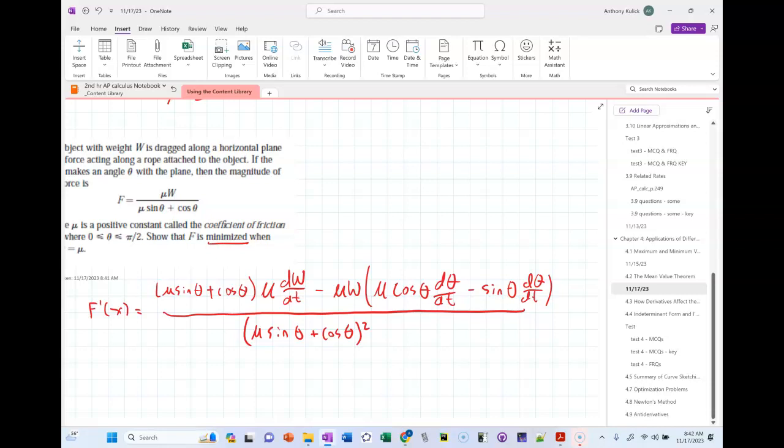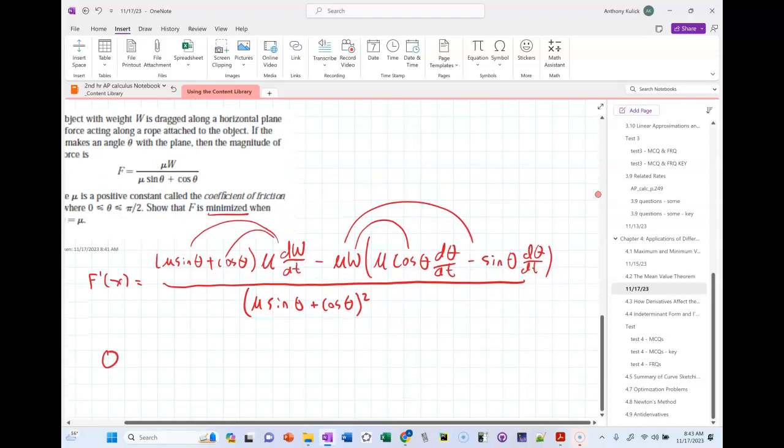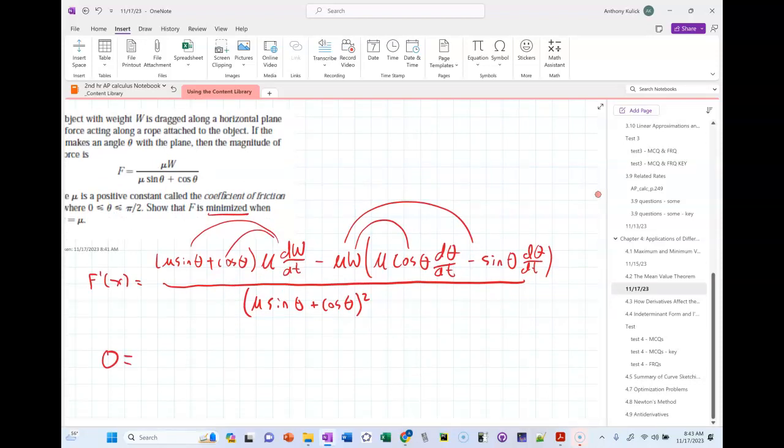Okay, so I'm just going to distribute some stuff through the numerator, because that's really the part, when I set it equal to 0, that's the only part I care about. I note that the denominator can't be 0 because in the first quadrant, sine and cosine are both greater than or equal to 0, and they're not equal to 0 at the same time, so I don't have to worry about any extraneous solution there.